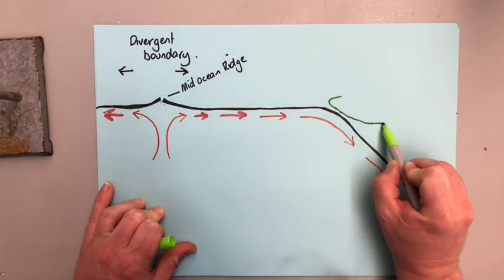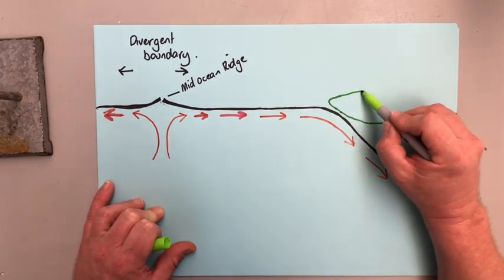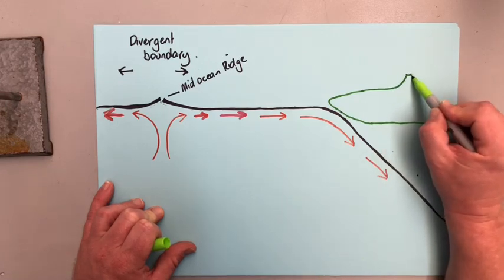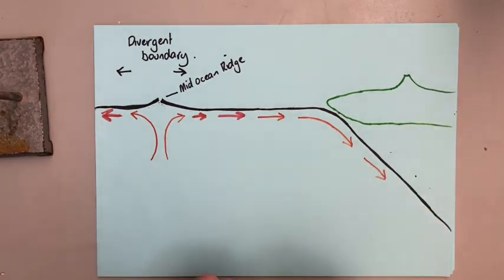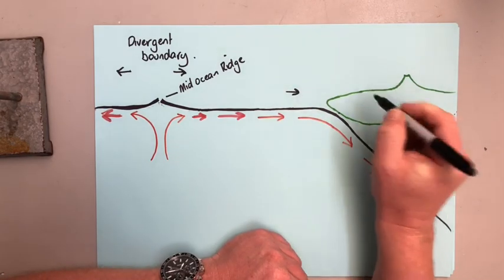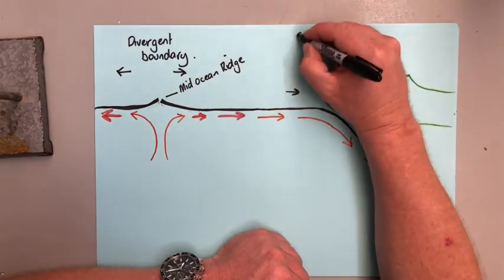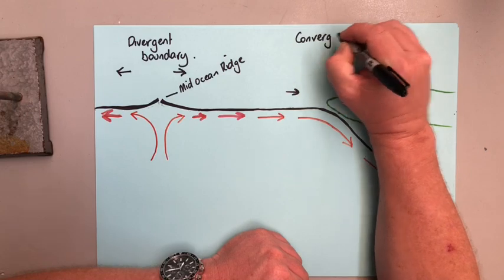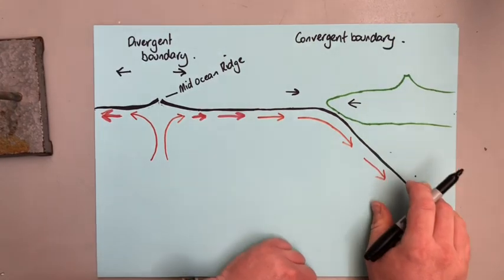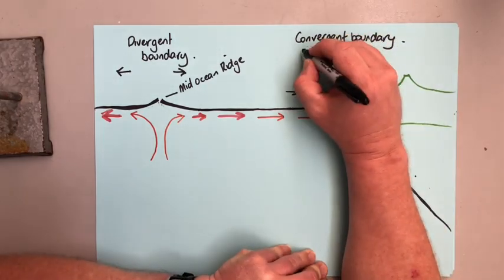This plate is a thick plate called a continental plate. Here this plate is still moving this direction, but this plate, well, it's moving this direction. It's called a convergent boundary. And something unique happens here: this plate moves down. This is called subduction.